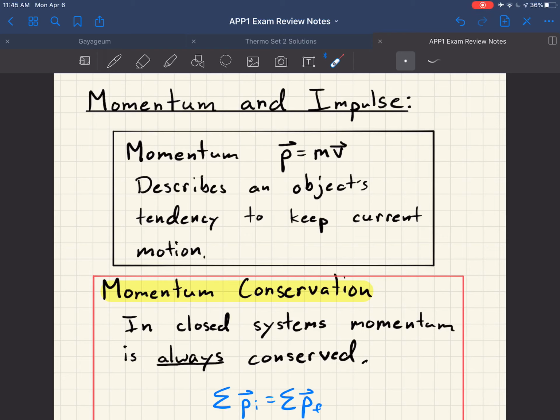All right, so let's go ahead and do our concept review of momentum. So recall that momentum is a vector and it's equal to an object's mass times the object's velocity. And the direction of its momentum is going to be the same as the direction of its velocity. And what it really describes is an object's tendency to keep moving the way that it's moving already. So the more momentum something has, the harder it's going to be to bring it to a stop or make it start moving in a totally different direction.